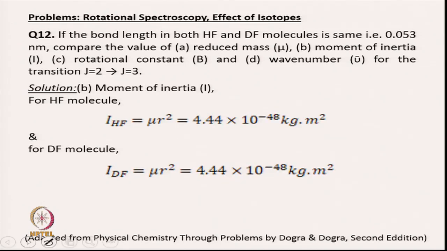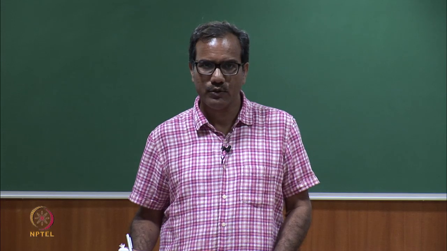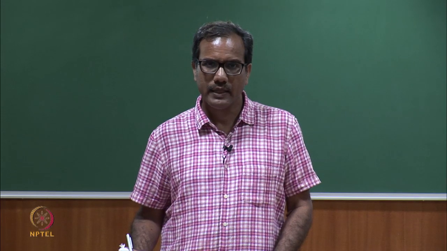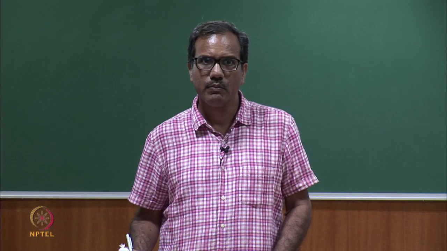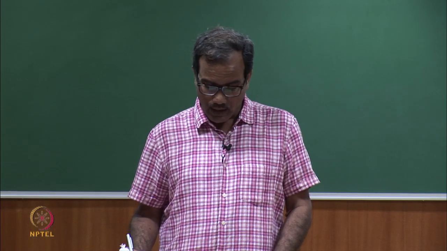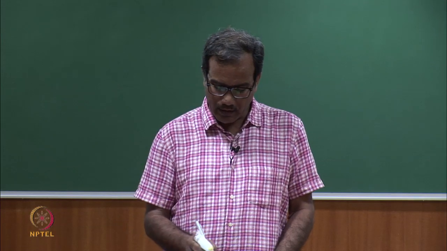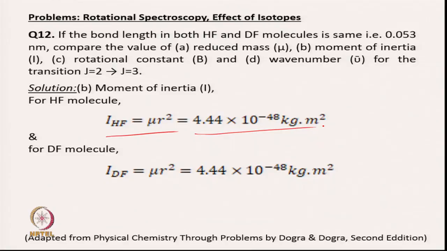Now, let us calculate the moment of inertia, which is given by mu r square, and r is taken to be constant and equal to 0.053 nanometer. When you do the appropriate substitution, you get the moment of inertia in kg meter square, and this is 4.44 into 10 to the power minus 48.